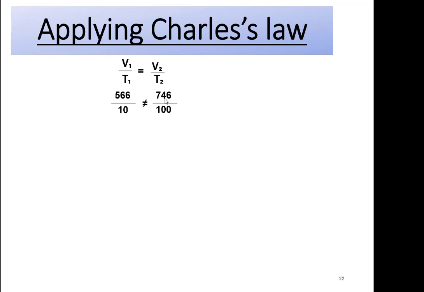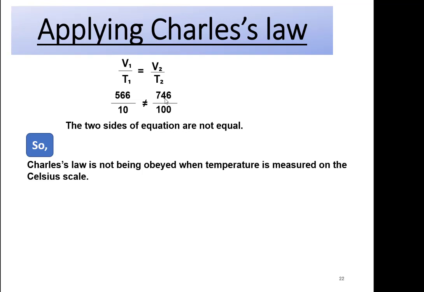Both the sides are not equal to each other. So the two sides of the equation are not equal. It means that Charles's law is not being obeyed when temperature is measured on Celsius scale. We have calculated here by applying Charles's law, and it shows that Charles's law is not verifying if the temperature is taken in Celsius scale.